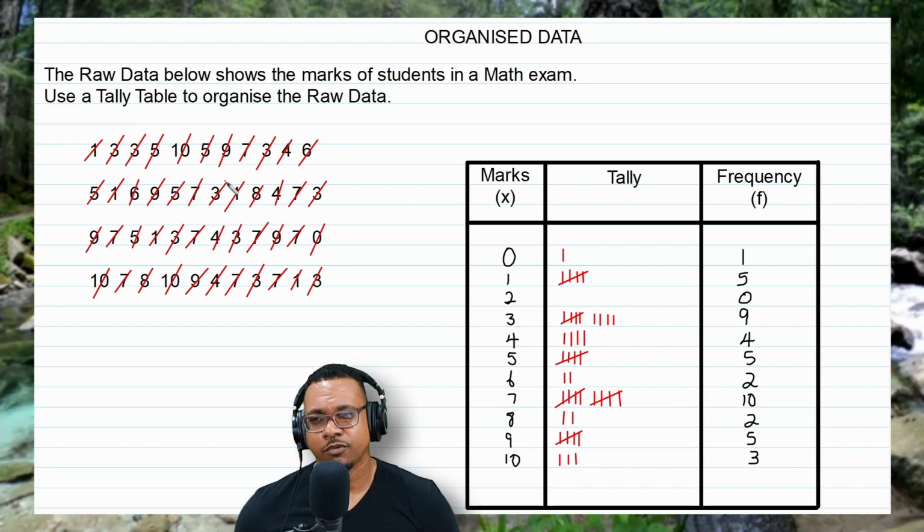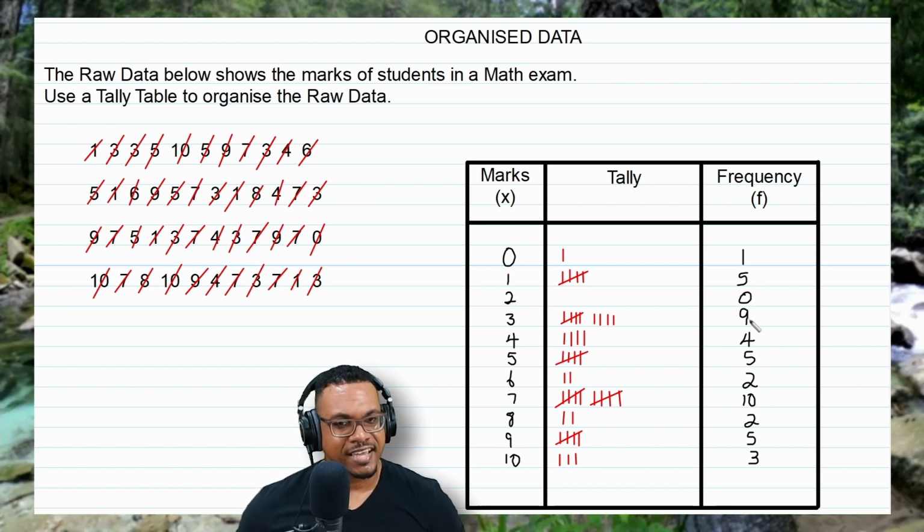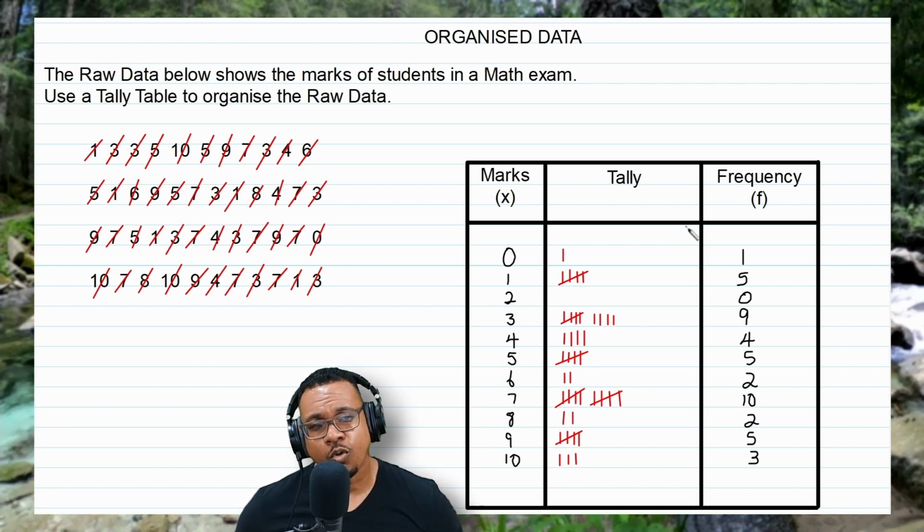And there you have it. We have organized our raw data into frequency data. So now we can clearly see we have 1 student got 0 marks, 5 students got 1, no student got 2 marks, 9 students got 3 marks, 4 students got 4 marks, 5 students got 5 marks, and so on. So having your data organized in this form, it's much easier to read and understand than having it in raw form like this.